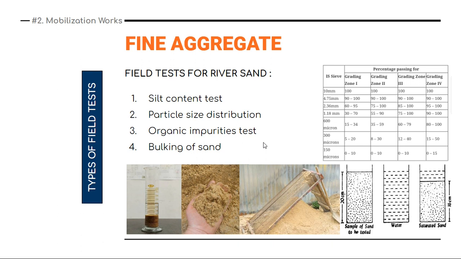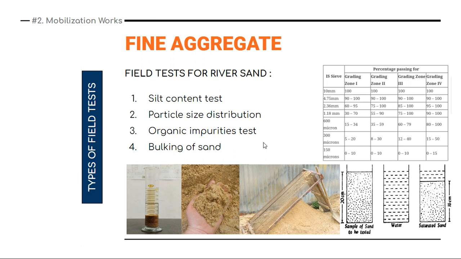Then the fourth is bulking of sand. Sand has this property: when it is dry, it has less volume. Once it is getting wet, it will have a different volume. So understanding that pattern of fine aggregate, you need to measure it, right? Based on that measurement, you'll find that if there is 2% moisture content, then there will be an increase in volume of 15 cubic feet, right?